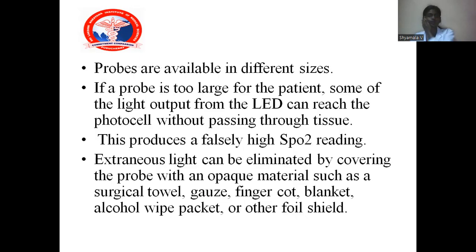If the probe is too large for the patient, some of the light can reach the photodetector without passing through the tissues. So it can produce a falsely high SpO2 reading. The SpO2 reading is also affected by extraneous light, which can be eliminated by covering the probe with an opaque material such as a surgical towel, gauze, finger cot, blanket, alcohol swab packet, or other foil sheet.